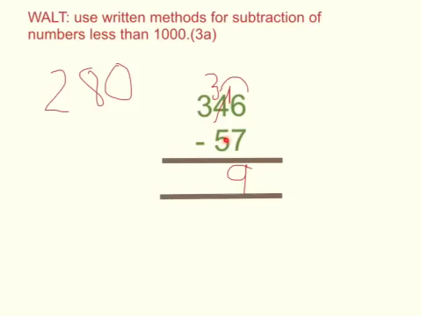So I'm going to go to my next door neighbour, borrow 1. This then becomes 2. Because this column is 2 times larger than the previous, I am borrowing 10. This now becomes 13 subtract 5, which is 8. I then go to my last column, which has 2 hundreds. 2 subtract 0 is 2, giving me an answer of 289.